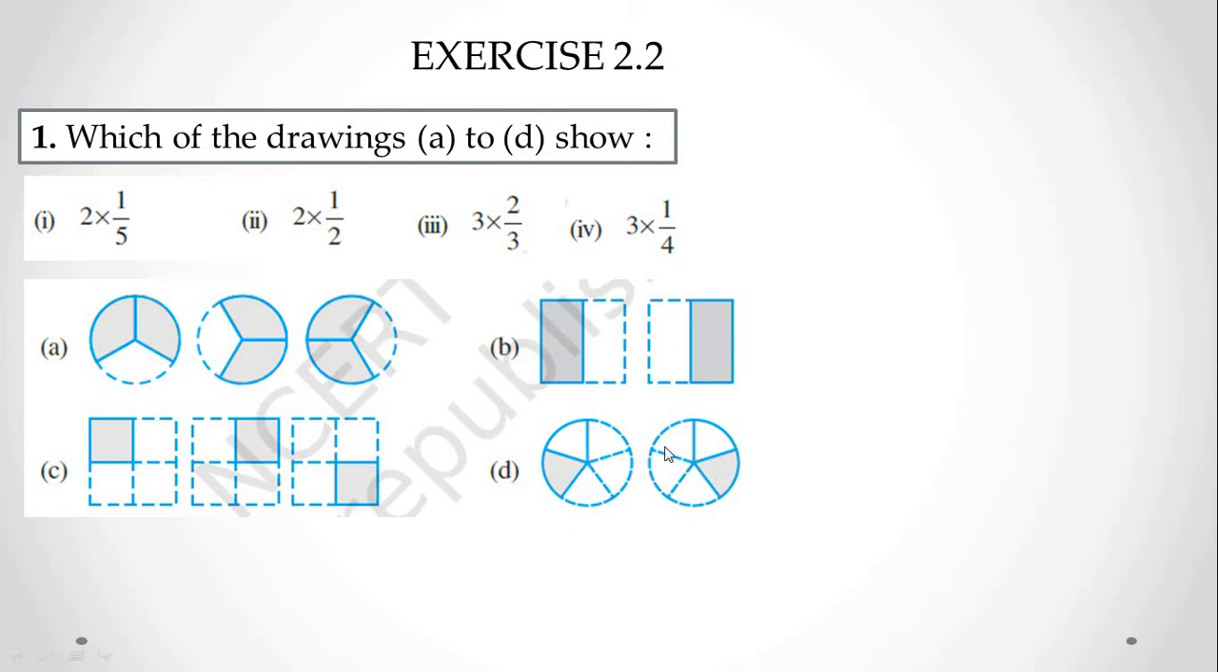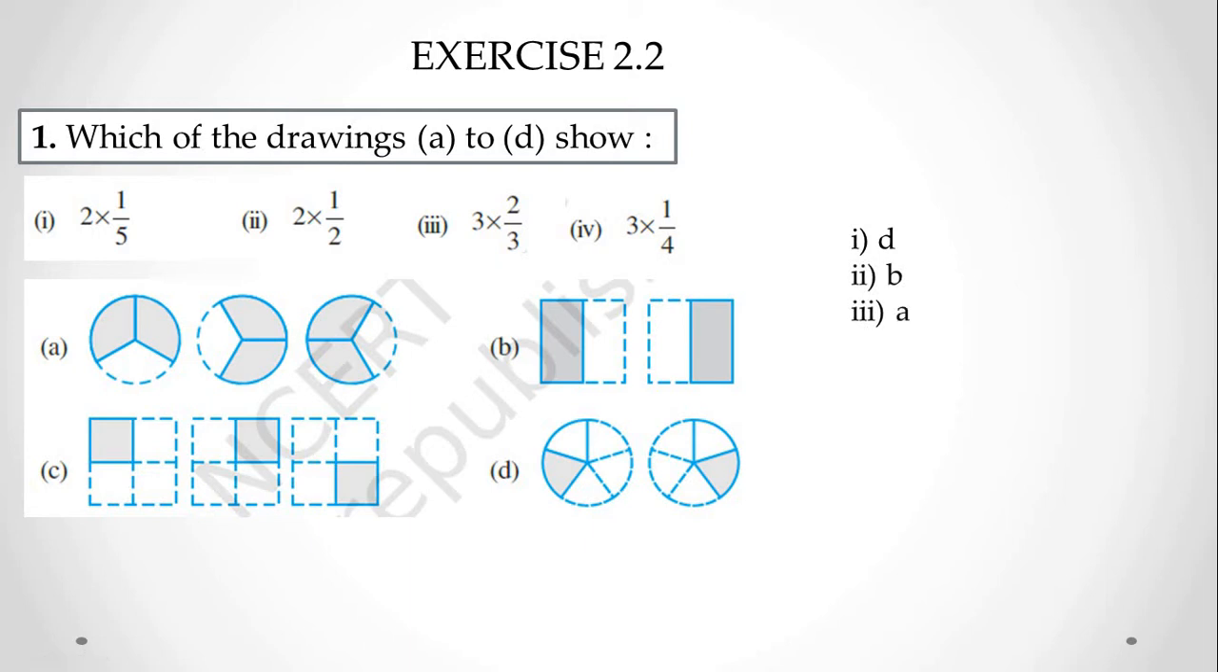It means in the given 2 repetitions of the figure, out of 5 only 1 is selected. So it means it is 2 into 1 upon 5. So the answer of the first one is D. Second one, again the given figure is present 2 times. 1 upon 2 means out of 2 partitions 1 is selected. So here out of 2, 1 is selected, out of 2, 1 is selected. So the second one is nothing but B.